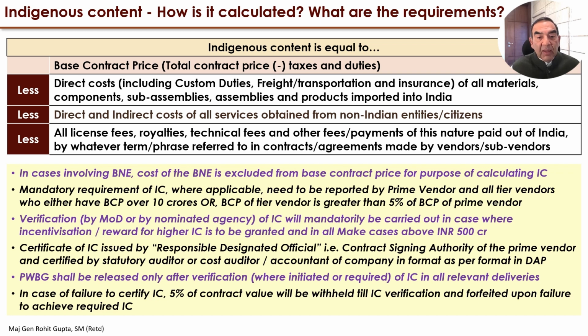In cases involving buyer nominated equipment, in the first session we saw what buyer nominated equipment was. The cost of the BNE is excluded from the base contract price for the purpose of calculating indigenous content. Wherever the MOD says that you have to buy a particular assembly, component, equipment, or part of the equipment from a nominated vendor, it is taken away from the indigenous content. The mandatory requirement of indigenous content, where applicable, needs to be reported by the prime vendor and all tier vendors who have a base contract price over 10 crore, or whose base contract price as a tier vendor is greater than 5% of the base contract price of the prime vendor.